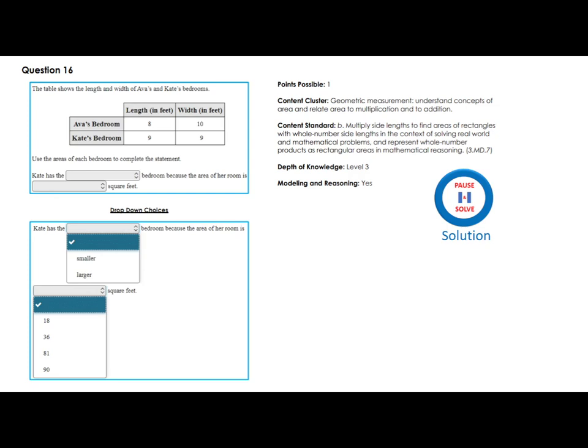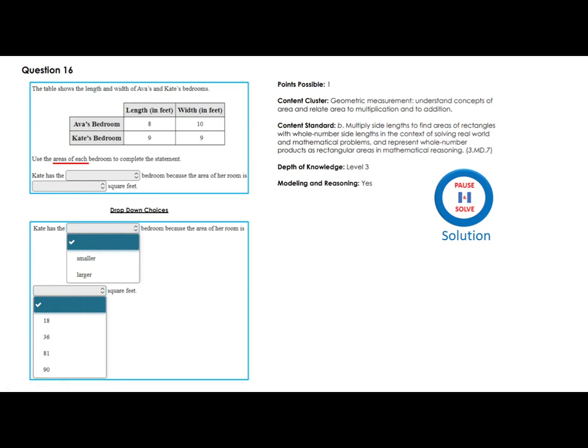The table shows the lengths and widths of Ava's and Kate's bedrooms. Ava's is 8 by 10, Kate's is 9 by 9. Use the areas of each bedroom to complete the statement. Kate has the, okay, you have to choose smaller or larger bedroom, because the area of her bedroom is, you have to calculate the area of her bedroom.